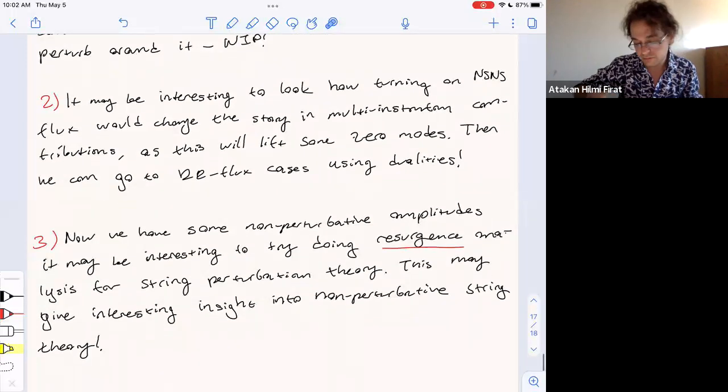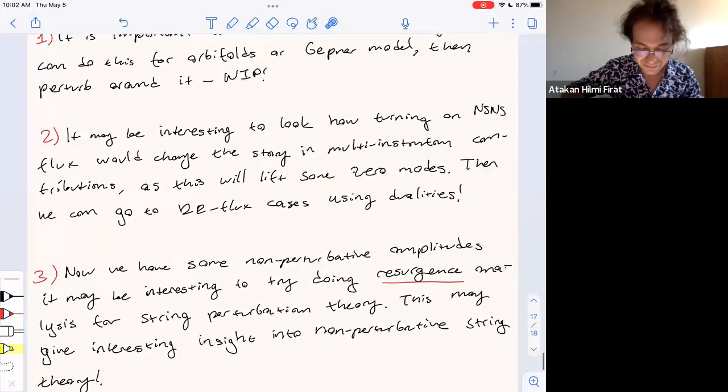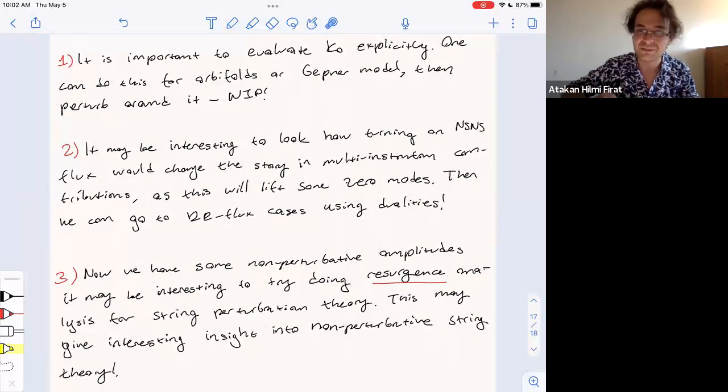Another general comment that I have is that now we have this non-perturbative data, not in this situation, but in the type II situation with or without compactification. We might try to understand how resurgence would work in this case for string perturbation theory, and what we can learn about it. Maybe this will give some nice insight into the non-perturbative structure. So this is all I'm going to say today. We have more than enough time to discuss, I guess. So thank you.